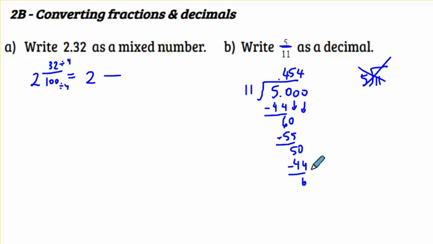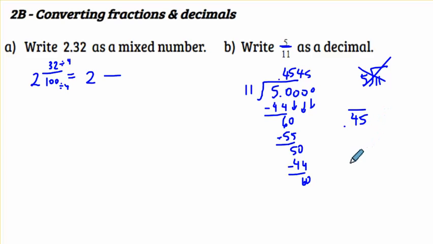I subtract, I get 6. I can put up another 0, bring it on down. I'm still going to get now 5. So this is clearly a repeating decimal. We put our decimal down and just the digits that repeat and then a bar over both of them.